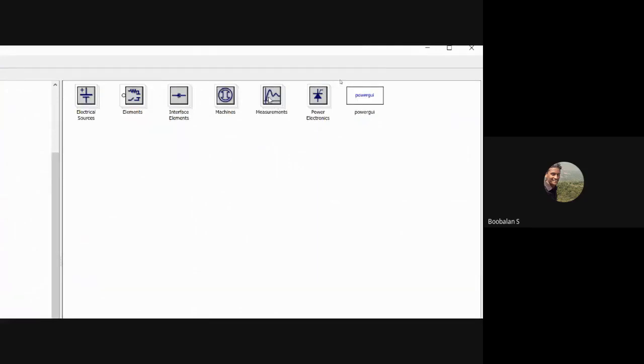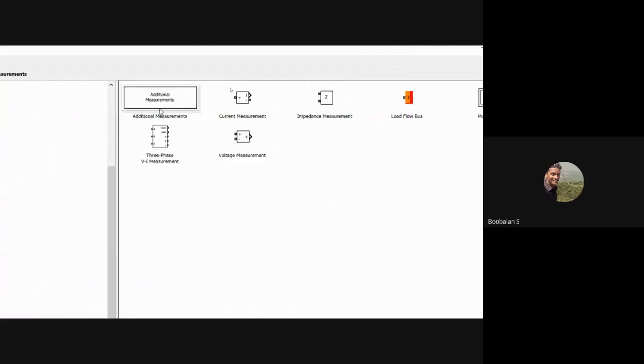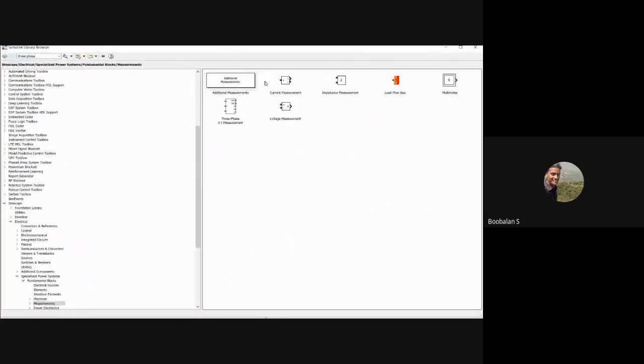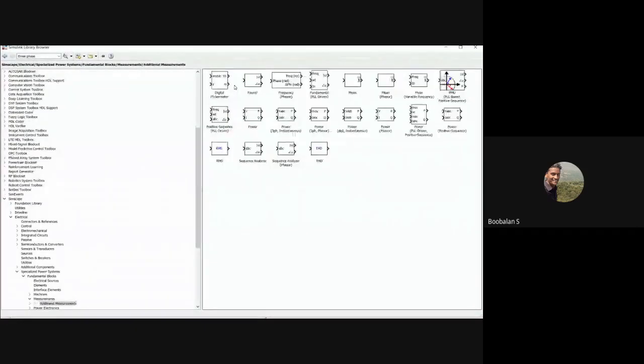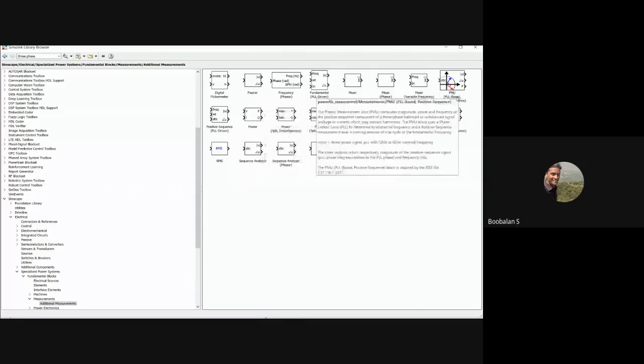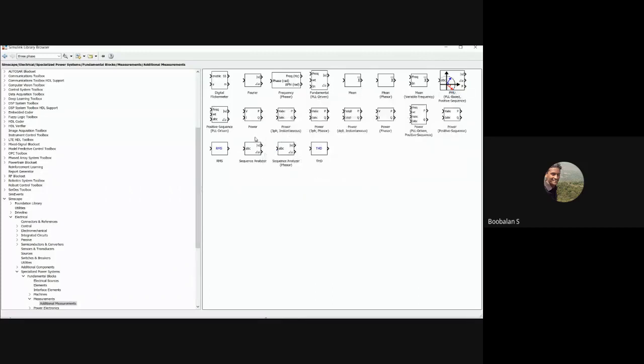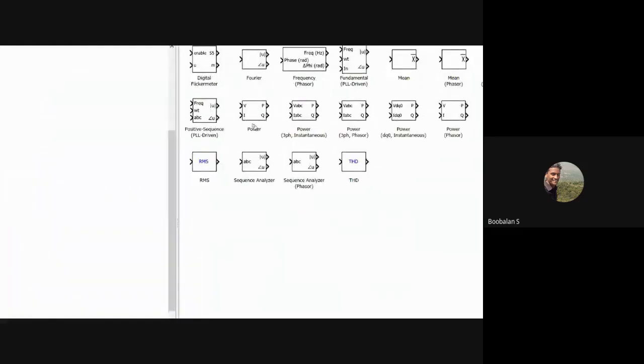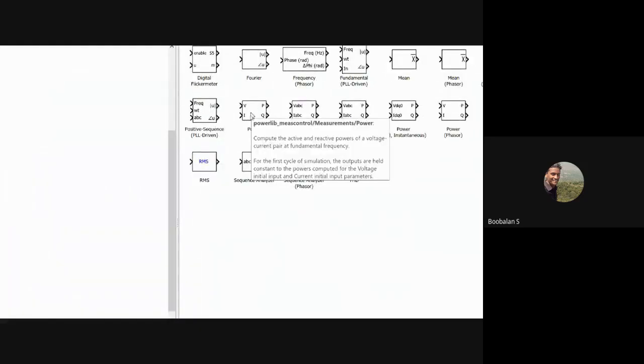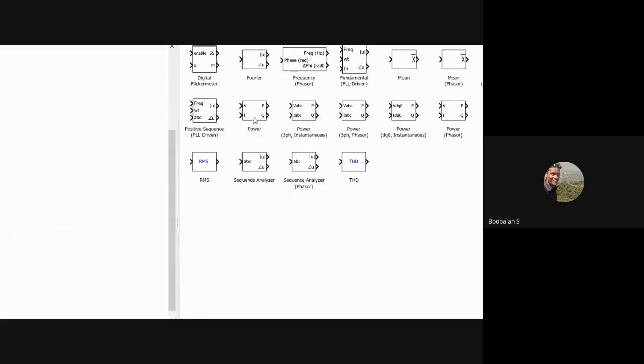In that there will be measurement, and there is one more additional measurement function, called Additional Measurements. Just double click it, where you can see the additional measurements, right? We have a digital flicker meter, Fourier transform, mean calculation, PMU, sequence measurement, and one more thing here, right? Power. This is one more power measurement. It will calculate real power and reactive power for a single-phase power supply. We are actually using a three-phase pi transmission line.